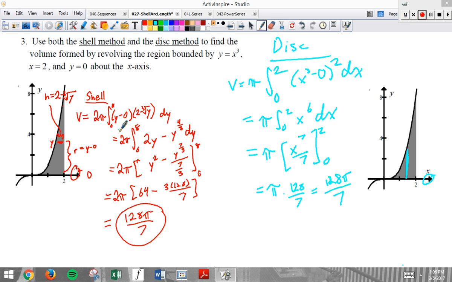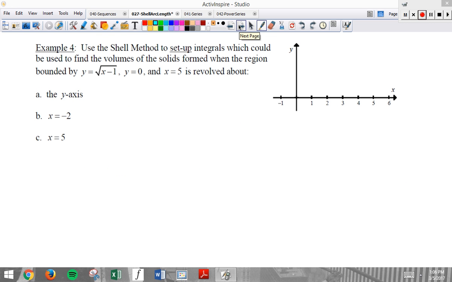Whenever you do this, shell will require x or y, and disk or washer would require y or x, the other one. They're always going to use different variables, dy, dx. If this was dx, that would be dy. So use whichever one's easier. The whole goal of this lesson is for you to develop fluency with it.